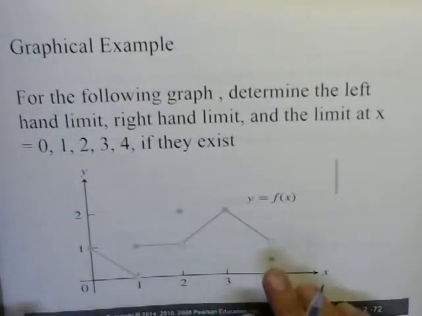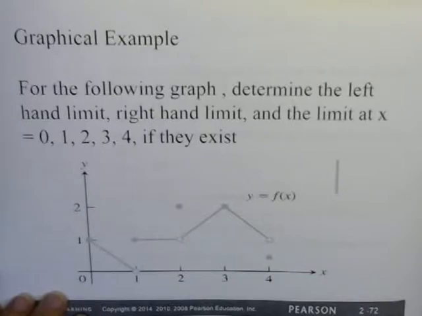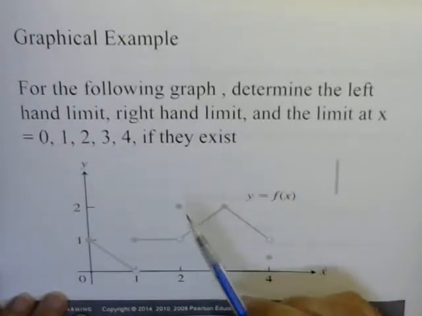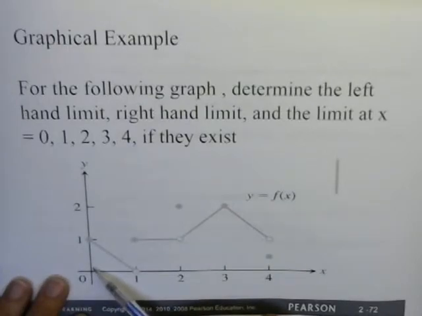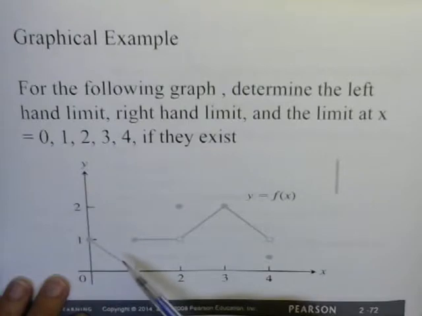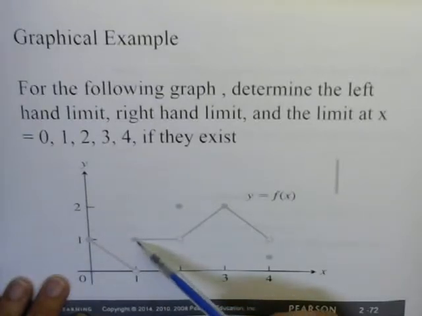So just for some practice here, for the following graph, let's say we want to determine the left limit, right-hand limit, and the overall limit at x equal to 0, 1, 2, 3, and 4 if they exist. So if you look at when x is 0, well, there's no left-hand limit because the function doesn't even exist there. I guess the right-hand limit would be 1, but since the left-hand limit doesn't exist, there is no limit for that function.